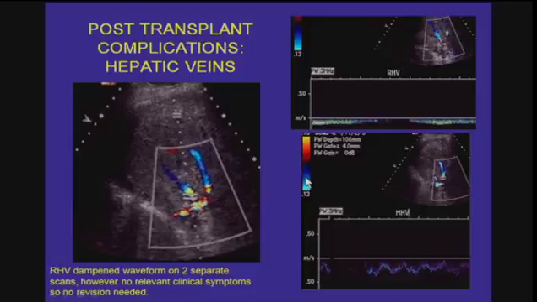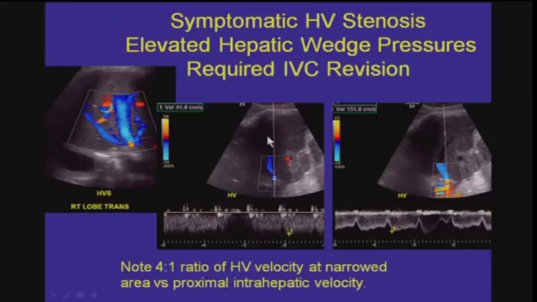Again, here are the hepatic veins. This is in a native. So right hepatic vein, very, very damped. Middle hepatic vein actually is not, so it's a solitary stenosis just in the vein. This was repeated a couple of times, but there were no clinical symptoms, and so nothing was done.